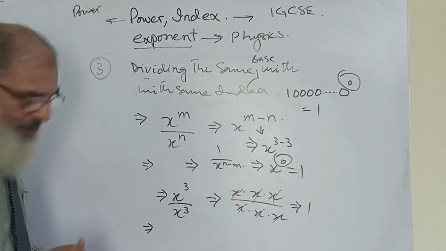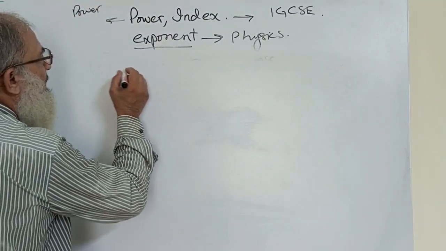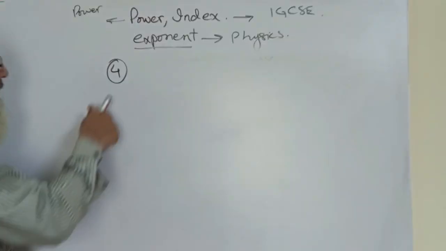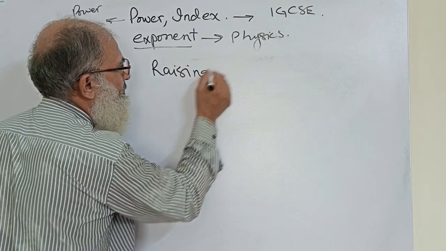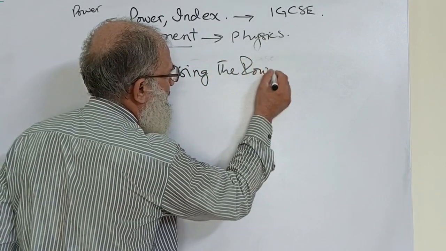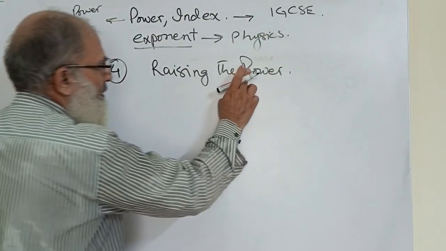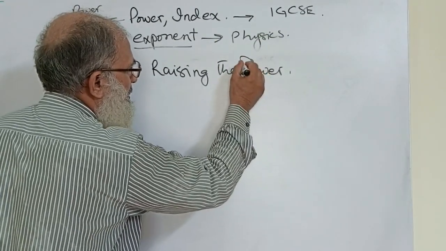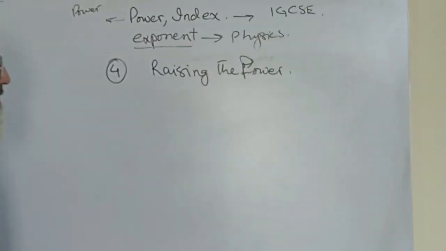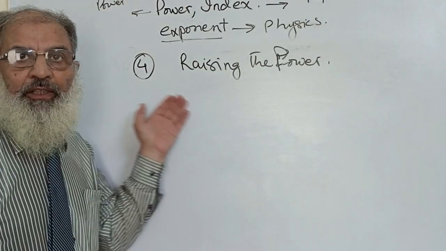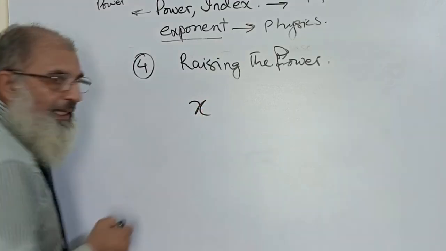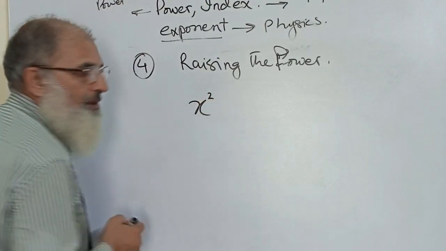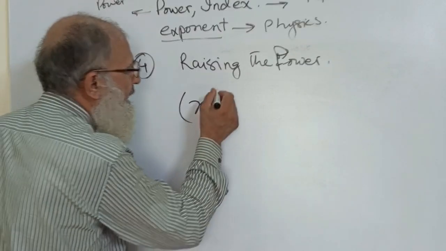So let's proceed to the final law. Now, the fourth law is raising the power. Dear students, the fourth and final law is raising the power. What is raising the power? It means that if you have an x which is superscripted by power 2 or index 2, and again with power 3, what does it mean?